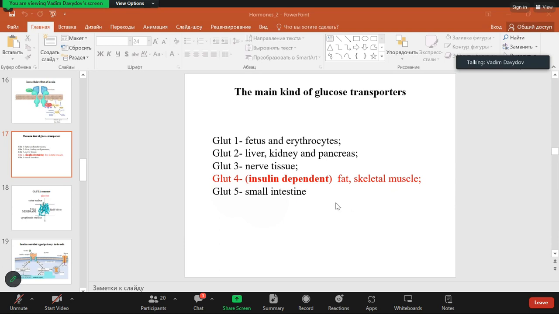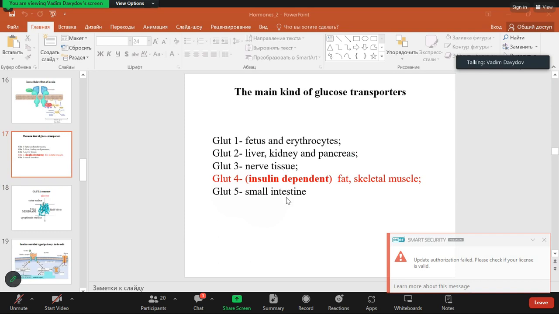For that reason, when insulin secretion increases, this kind of glucose transporter undergoes phosphorylation, and this brings about an increase in the membrane permeability of insulin-dependent tissues, adipose tissue, skeletal muscle tissue and myocardial tissue, for glucose. First of all, I want to remind you of the information about glucose transporters.